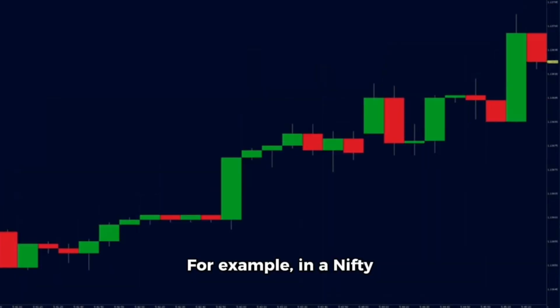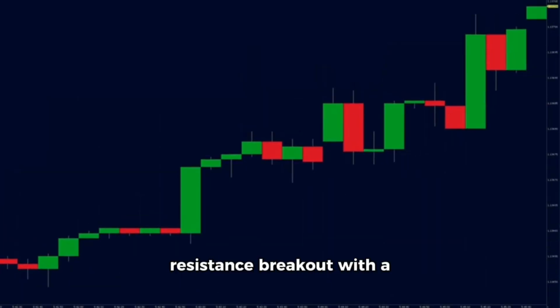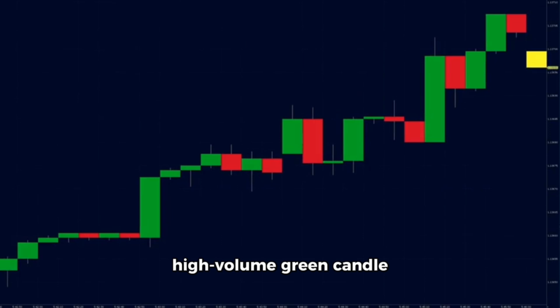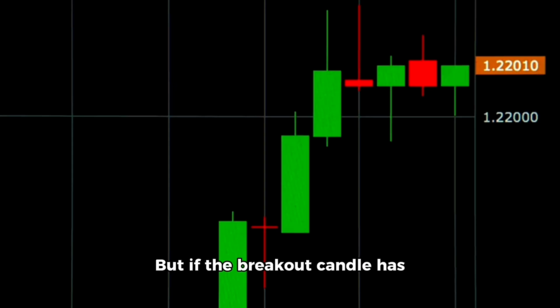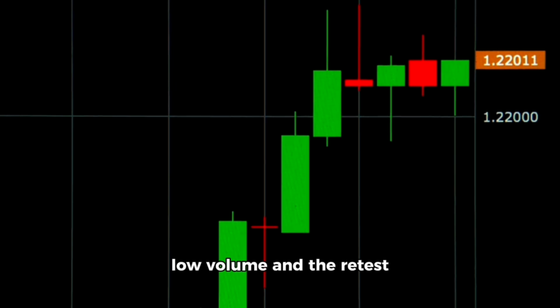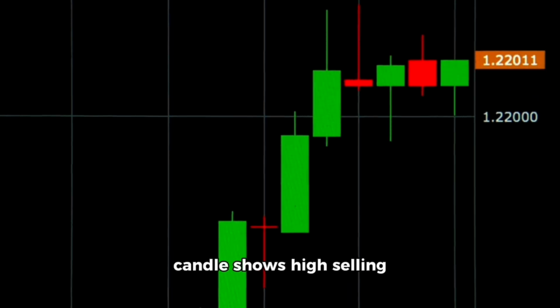For example, in a Nifty 5-minute chart, a resistance breakout with a high volume green candle signals a real breakout. You can enter a buy trade and ride the trend. But if the breakout candle has low volume and the retest candle shows high selling volume, it's a trap. Avoid buying and consider a sell.